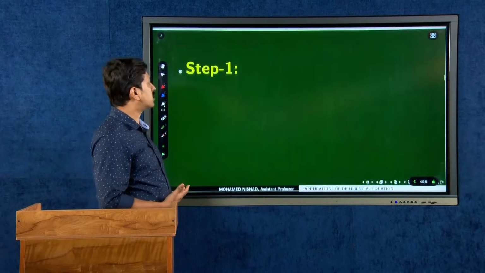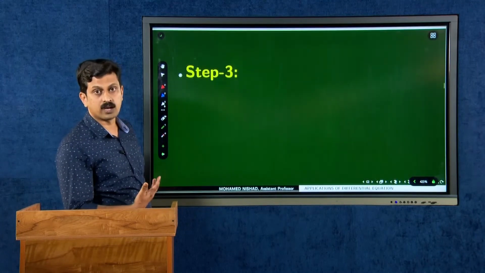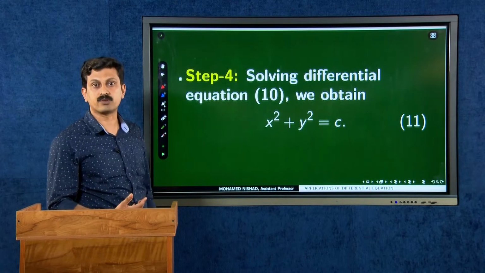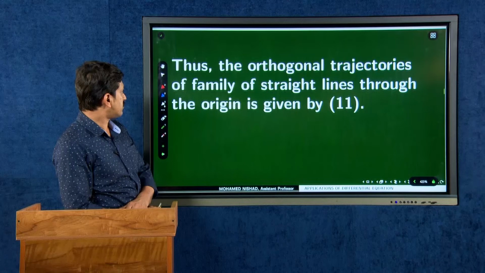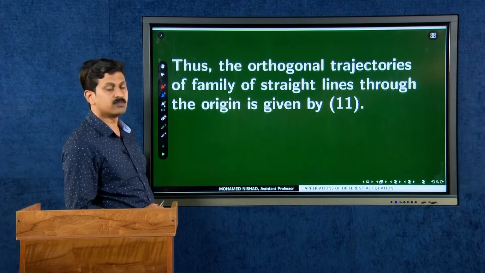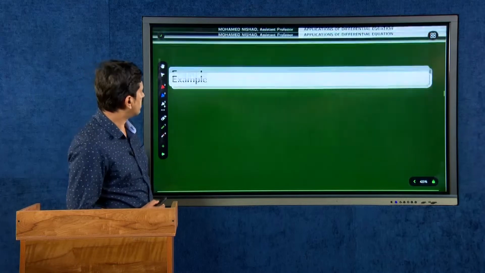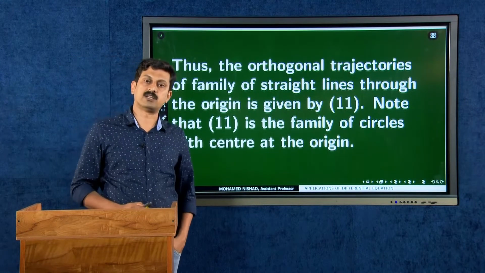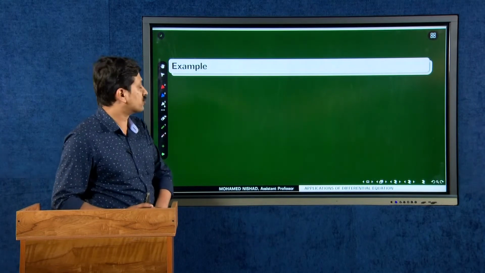While solving that new differential equation, you will get the family of concentric circles here. So, that family of concentric circles are the orthogonal trajectories of the given family of curves, that is, straight lines passing through the origin. So we can say that the orthogonal trajectories of the family of lines through origin is given by 11. 11 is actually the concentric circles. And also, dear students, I would like to note that 11 is the family of circles centered at origin.